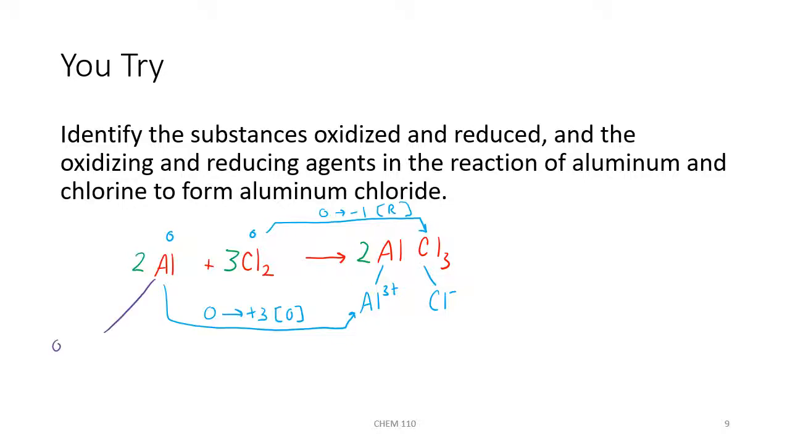So the aluminum was oxidized, the chlorine was reduced, and our agents will be the opposite. Aluminum was our reducing agent, and chlorine was our oxidizing agent.